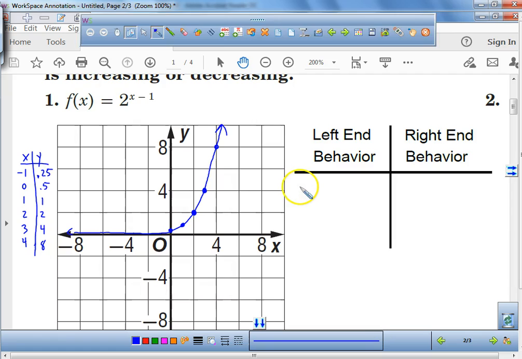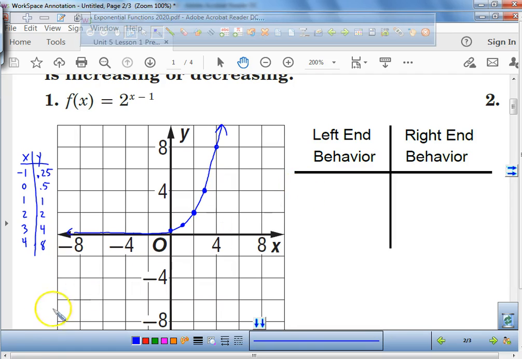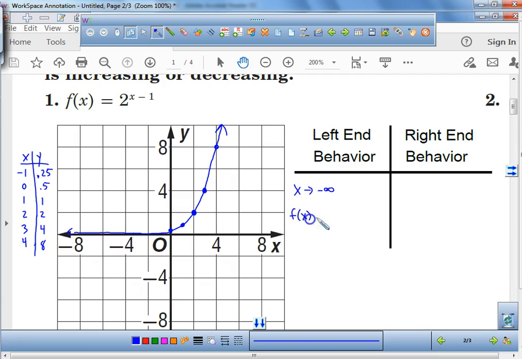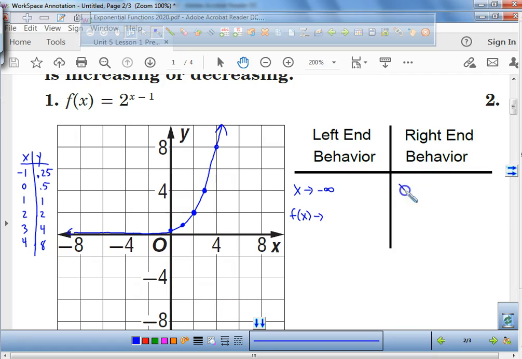So right here, guys, let's write down the left-end behavior. You guys see where it says left-end behavior? Here's what I want you guys to do. Ready? As x, my bad. As x approaches -infinity, I want to know what f of x approaches. And as x approaches +infinity, I want to know what f of x approaches.